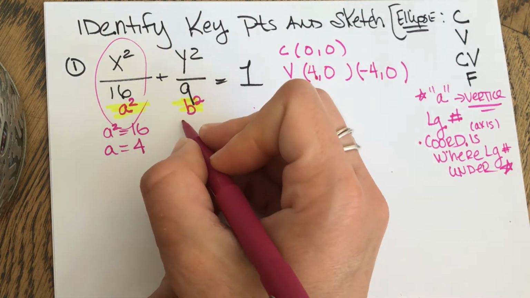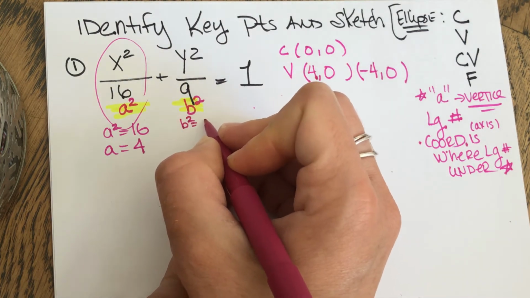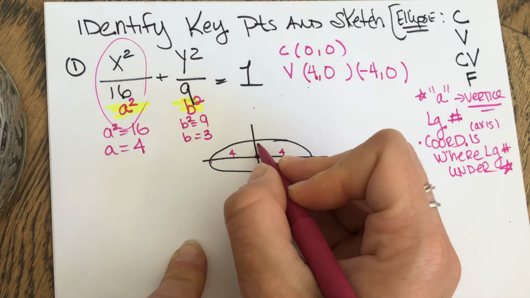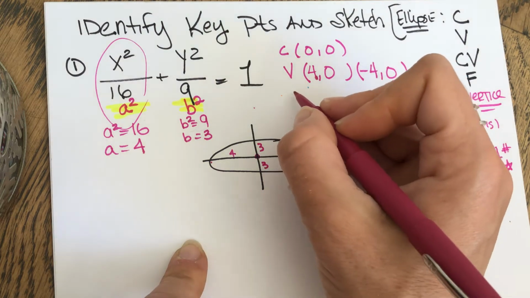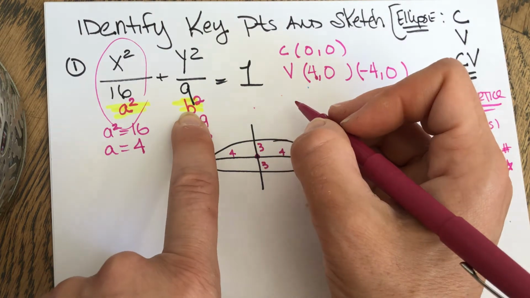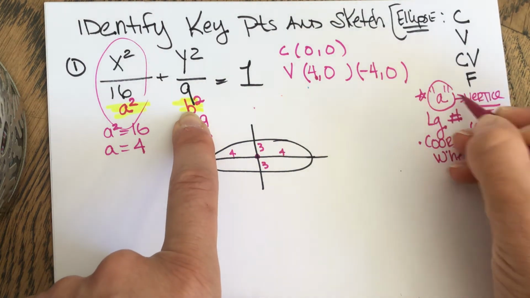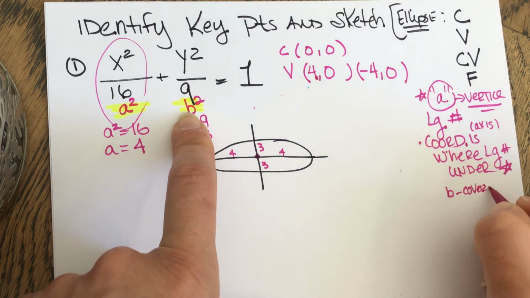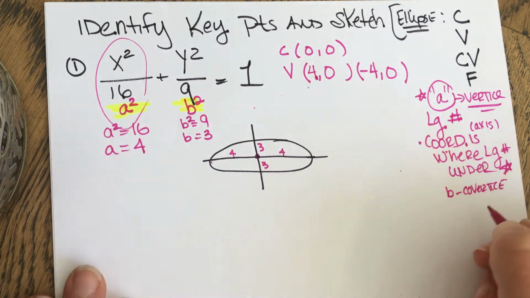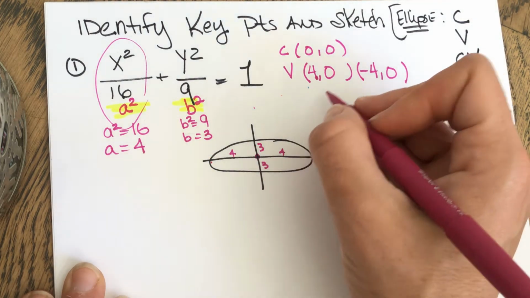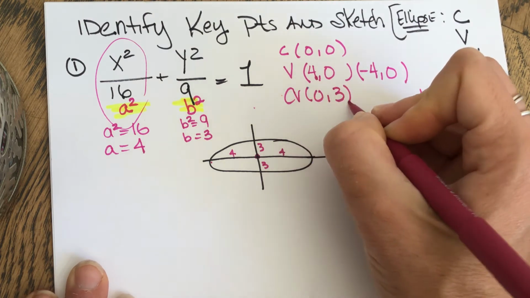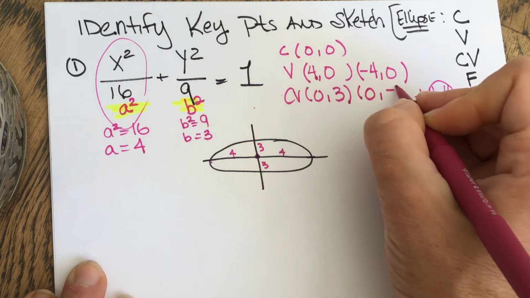Now b squared is 9. So that means what's b? b is 3. So up 3, down 3. So that's your co-vertice, because again, your co-vertice is your b. A vertice, let me break this down again. b, co-vertice. So that means your co-vertices are (0, 3) and (0, -3).